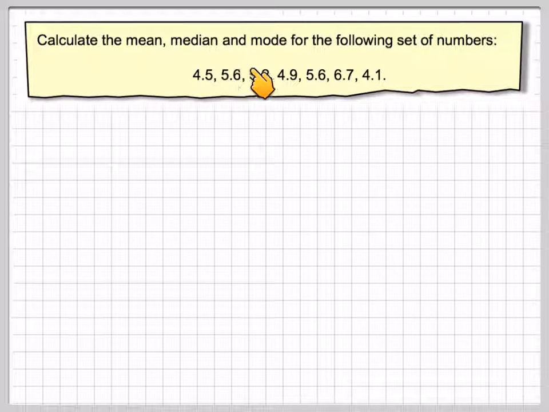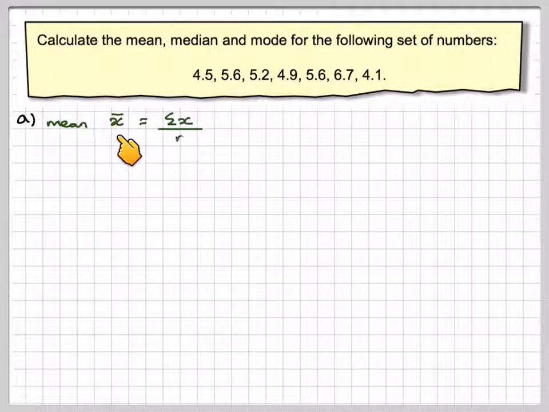Calculate the mean, median, and mode for the following set of numbers: 4.5, 5.6, 5.2, 4.9, 5.6, 6.7, 4.1. So first of all, we're just going to use the analytic method, and then I'll show you how to use the GDC to do the same thing.